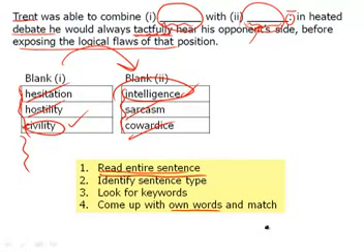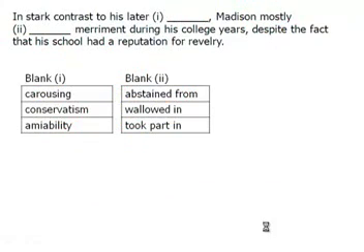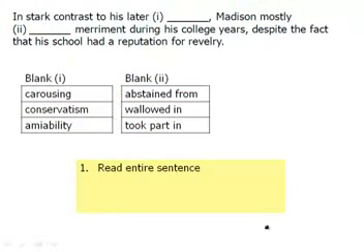Okay, we're going to try another two blank text completion. And in this case, well, let's do what we did last time. We started off with reading the entire sentence. In stark contrast to his later blank, Madison mostly blanked merriment during his college years, despite the fact that his school had a reputation for revelry.